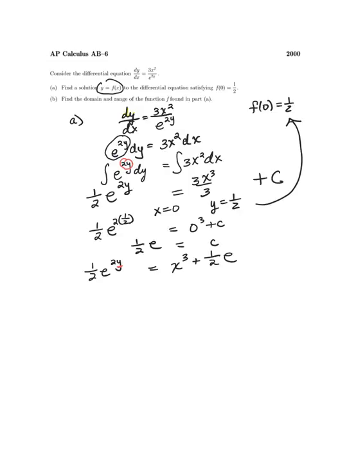So we work from the outside in. First, we'll try to remove this half by multiplying everything by 2. So we get e to the 2y equals 2x cubed plus e. Now, to remove the e, well, what function can we use that will remove e? The natural log. When we compose the natural log function and e, they cancel.